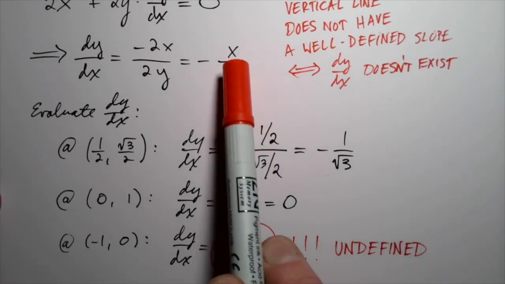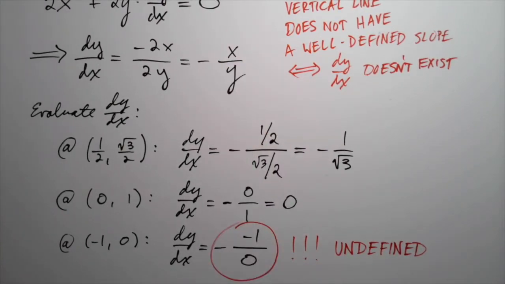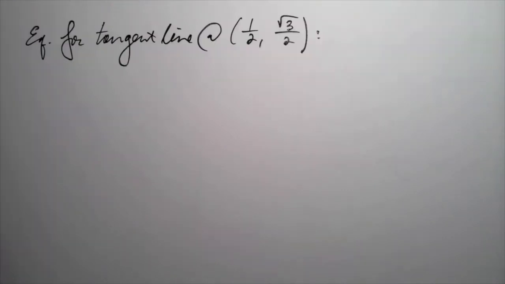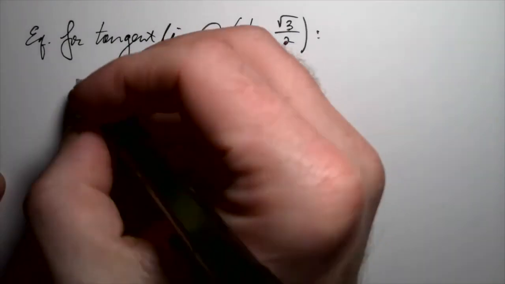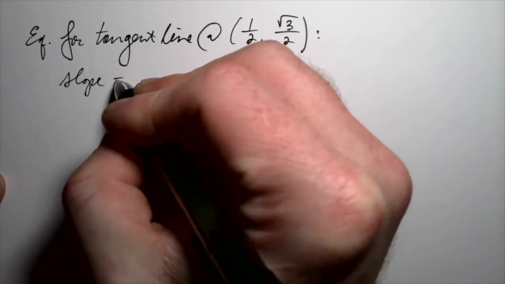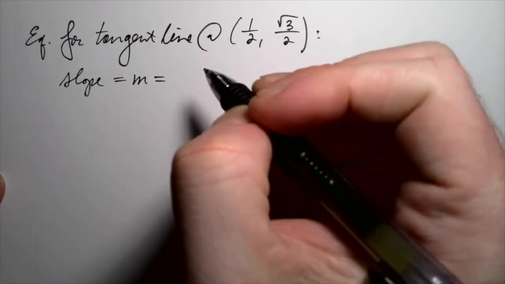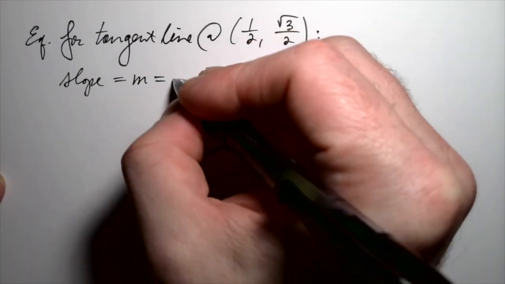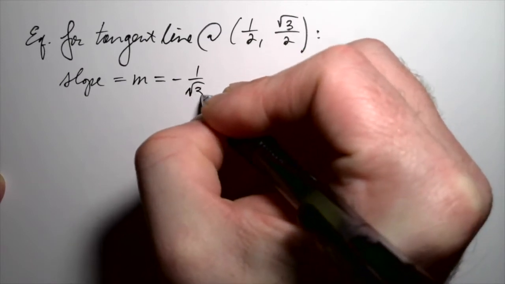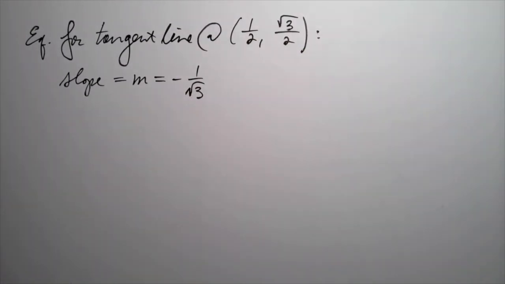And that corresponds to our formula. That's exactly where y is 0, and so our formula would be giving us something undefined. Okay, now it's time to find the equations for the tangent lines. Let's find the equation for the tangent line at 1/2 comma root 3 over 2. We just computed the slope of this tangent line via the derivative, and we got minus 1 over root 3. That's the slope at that point.